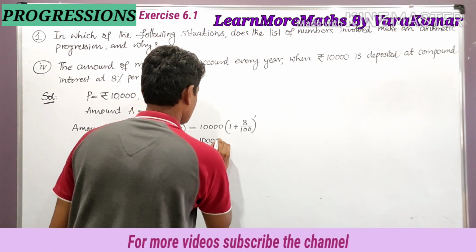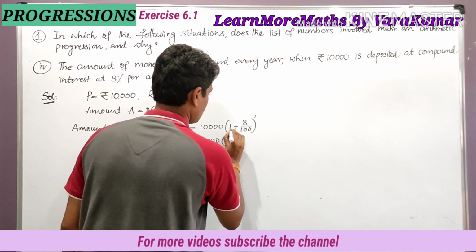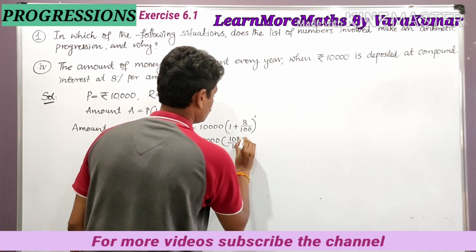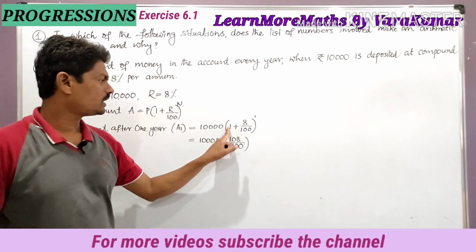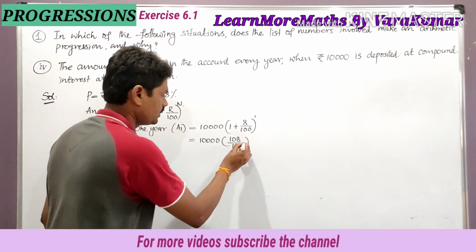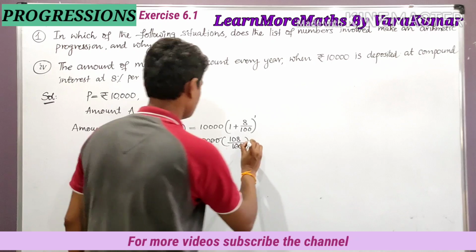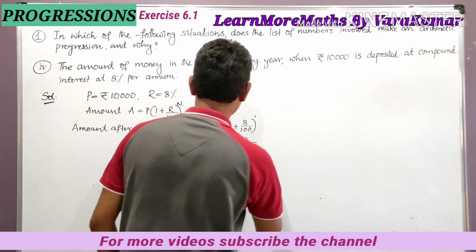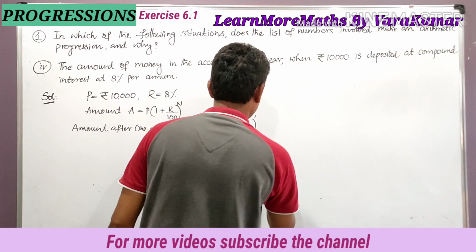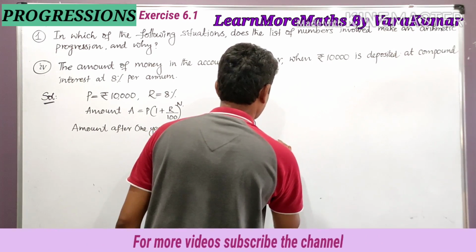10,000 into, find the LCM, 100 plus 8, directly I am writing 108 by 100, student. So here 100 into 100 plus 8, 108 divided by 100. So these two zeros get cancelled. What do we get, student? 100 into 108, so we get 10,800.